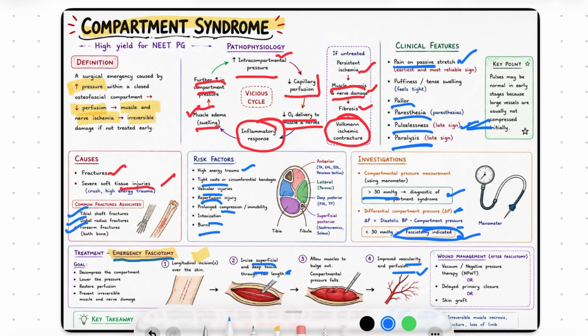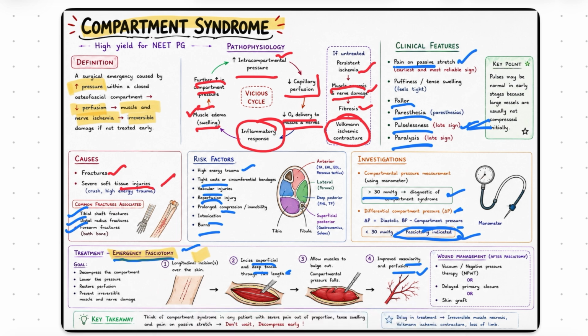So this is what you have to make sure. This procedure is emergency fasciotomy. Fine. So wound management, how do you do? Vacuum or negative pressure therapy, delayed primary closure, or skin graft.